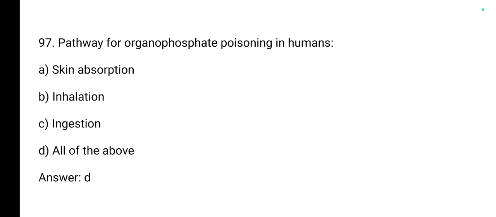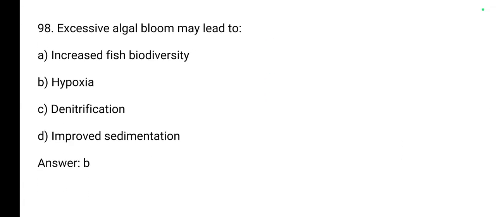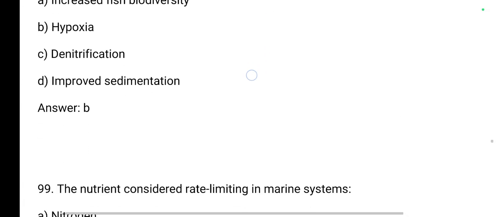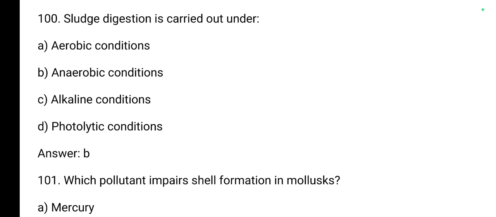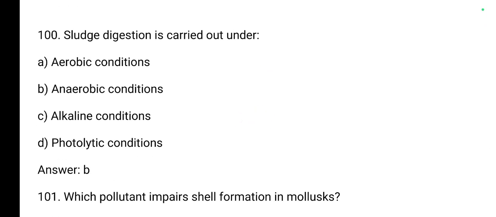The pathway for organophosphate poisoning in humans is all of the above, that is skin absorption, inhalation as well as ingestion. Excessive algal bloom may lead to hypoxia. The nutrient considered rate limiting in marine systems is nitrogen. Sludge digestion is carried out under anaerobic conditions.